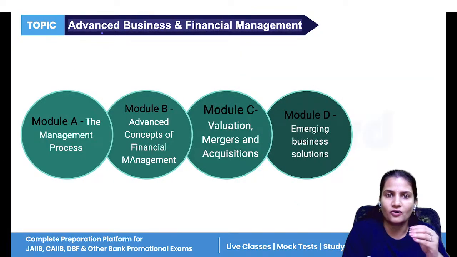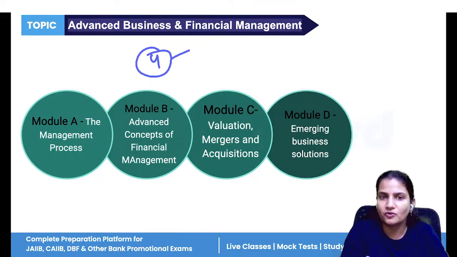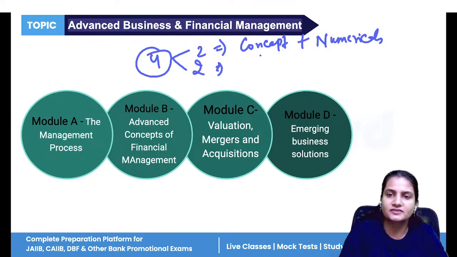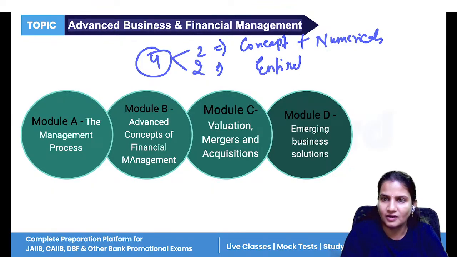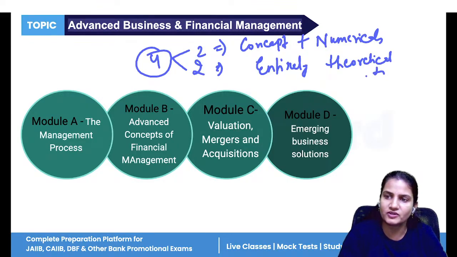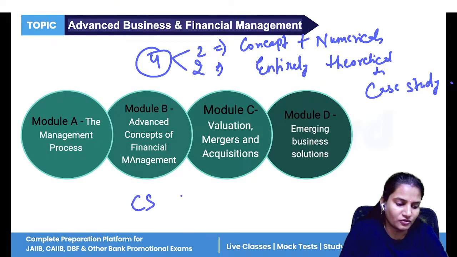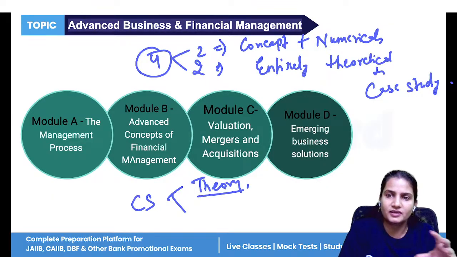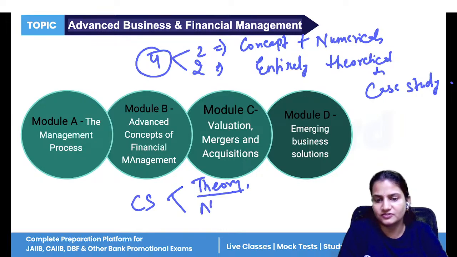Now, as you all know, in ABFM we have a total of 4 modules. Out of these 4 modules, 2 modules consist of concepts plus numericals, and the rest of the 2 modules are entirely theoretical. For the modules which are entirely theoretical, you can expect more questions in the form of case studies. Case study is of 2 types. One is the theoretical case study where you will see only the theory part, and the second type is the numerical case study.